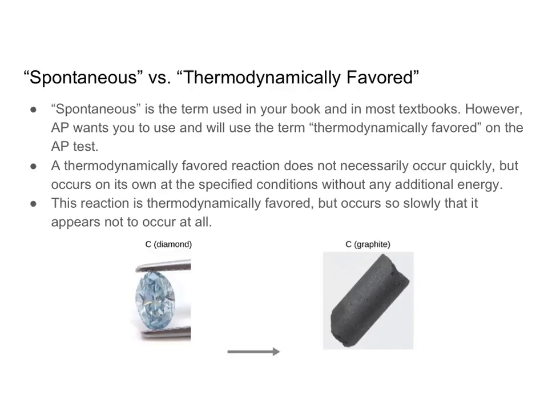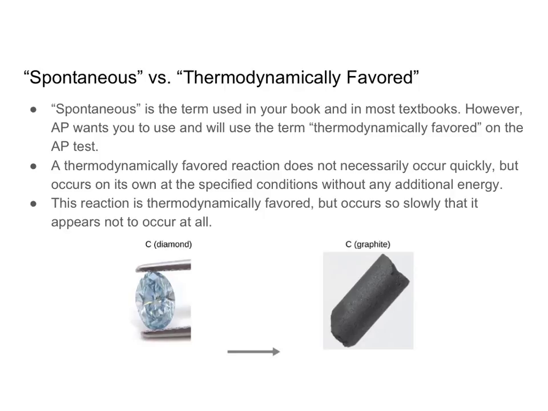So spontaneous is the term that is actually used in your textbook. It's also used in most textbooks. It will probably, like I said, also be used by your collegiate professor. However, the College Board wants you to use the term thermodynamically favored instead on the test. So if you write spontaneous and don't use the phrase thermodynamically favored and you are 1000% correct, they will not give you credit for it.